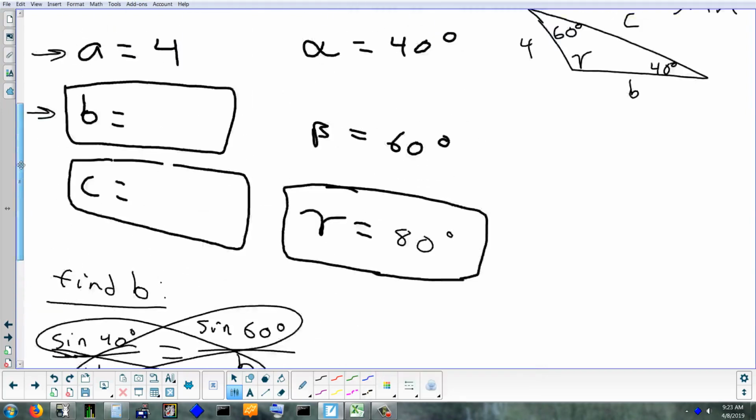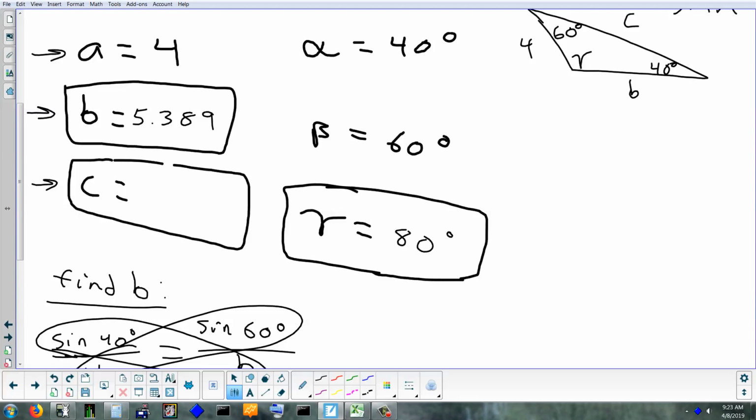Okay, so we've got 5 out of the 6 things. We need one more. We need C. Now, I know to get C, I'm definitely going to use row C. But I have a choice now. Whenever you use law of sines, you always have to use one of the rows that's full. I have 2 rows that are full. So, which row should I pick to use? Row A or row B?